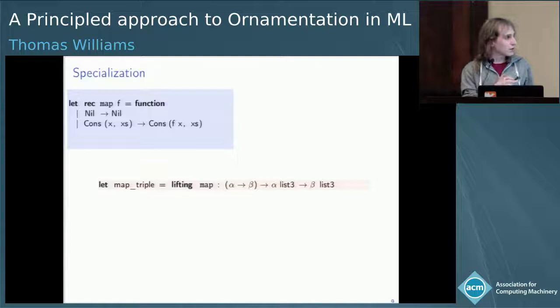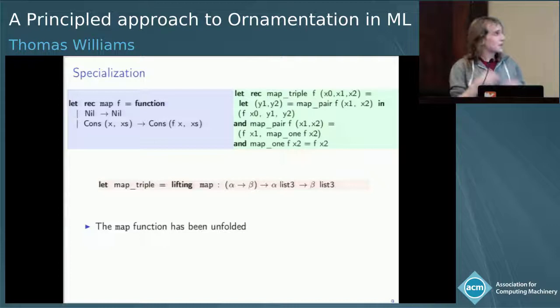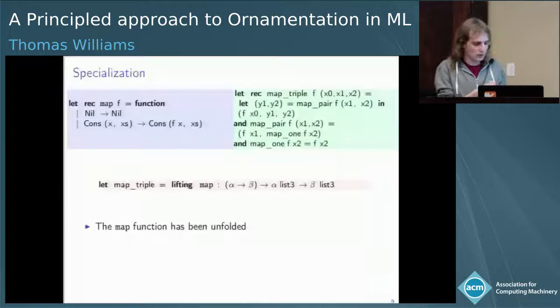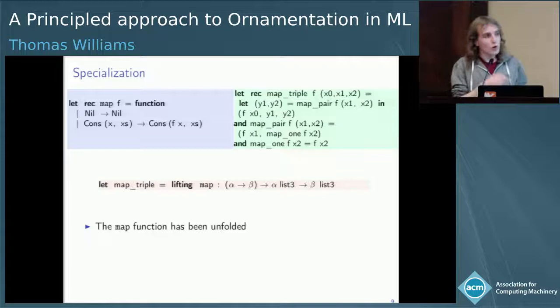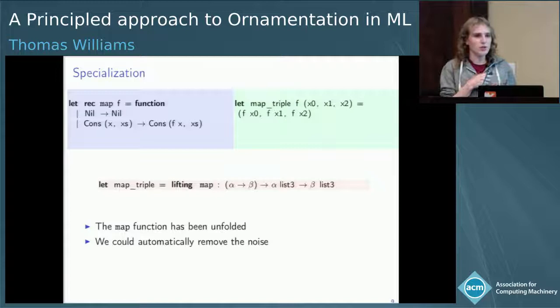So what this will generate is this. What happens is that the map function has been unfolded to follow the transformation we did on triples, to switch from list to triples. This is a bit obfuscated. We could automatically remove the noise and get this one. So this is the code, if you want the user to edit the code afterwards, this is the code we want to have. We can probably trust a compiler to compile the previous code to something equivalent to this, but that's not good enough for programming.